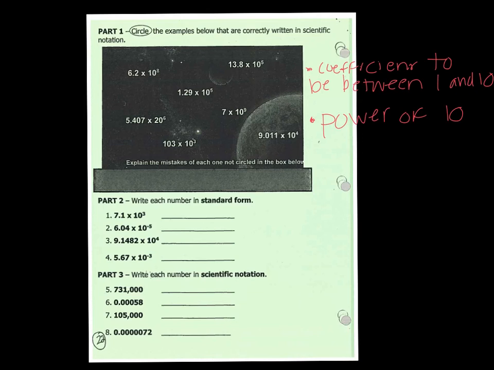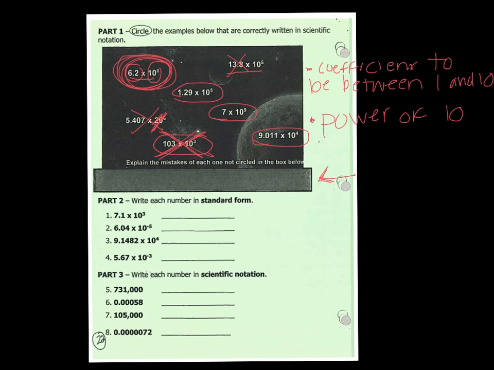All right, so looking through, this first one right here, 6.2 times 10 to the 8th, has a coefficient between 1 and 10, and it has a power of 10. So this is correctly written in scientific notation. 13.8 times 10 to the 5th, well, 13.8 is not between 1 and 10, so that is not correctly written in scientific notation. 1.29 times 10 to the 5th satisfies both our criteria. 7 times 10 to the 9th works. 9.01 times 10 to the 4th works. 5.407 times 20 to the 6th doesn't work because we can't have a power of 20. We need to have a power of 10. And then this one is not going to work because it's not a coefficient between 1 and 10. So down here in the box, you need to explain why we crossed out the 3 problems that we did, or the 3 numbers that we did.